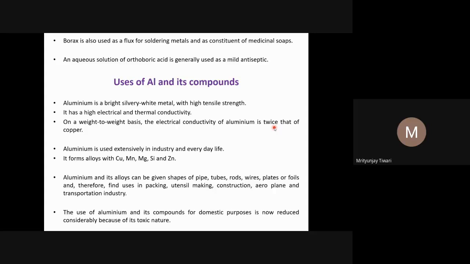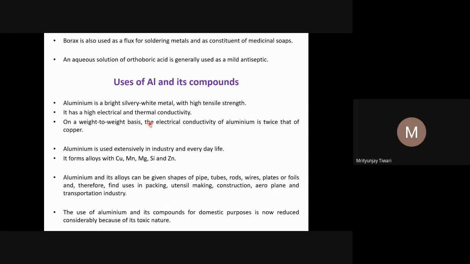We know the resistance is inversely proportional to the cross sectional area. If the cross sectional area is less, it means the resistance will be more. And so for the aluminium wire, the cross sectional area is more, so the resistance will be less, and the conductivity is the reciprocal of resistivity, and that's why one can see the relation there. So on a weight to weight basis, the electrical conductivity of aluminium is twice that of copper. I hope you understand how it can be correlated, because these things we have seen in electrochemistry.